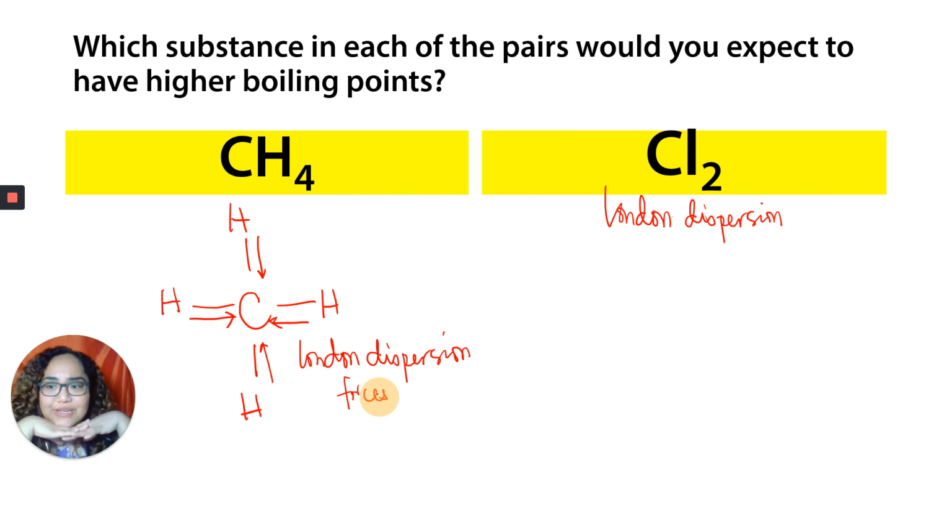Okay, so between CH4 and Cl2, which would have a higher boiling point if that's the case? Chlorine is in period 3, and that would mean it has a higher atomic size than both carbon and hydrogen. So chlorine will have a higher boiling point. This teaches you to remember that although they have the same IMFs acting upon these molecules, you also have to look at their atomic size.